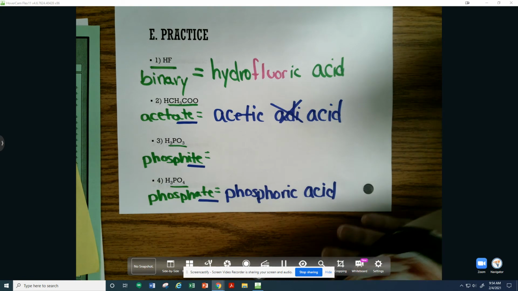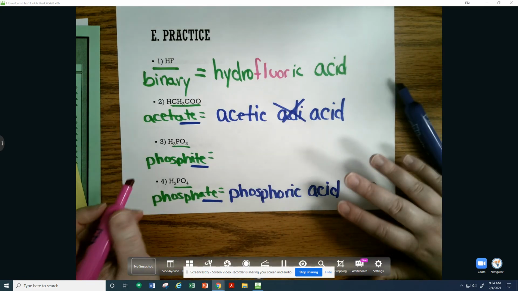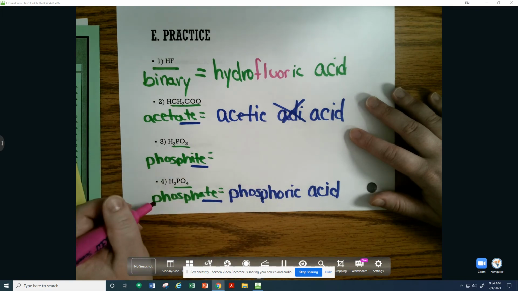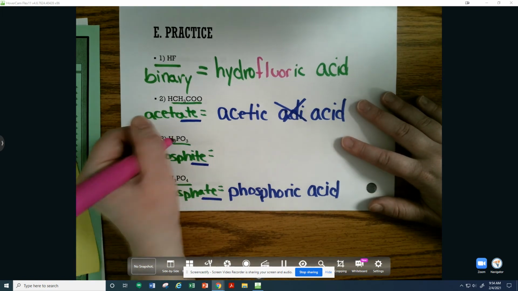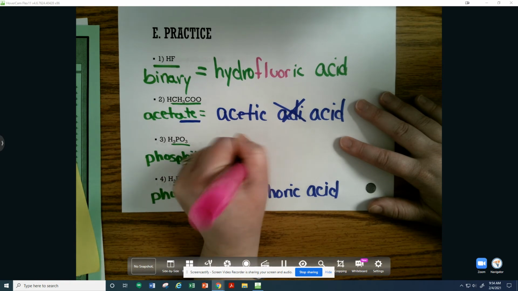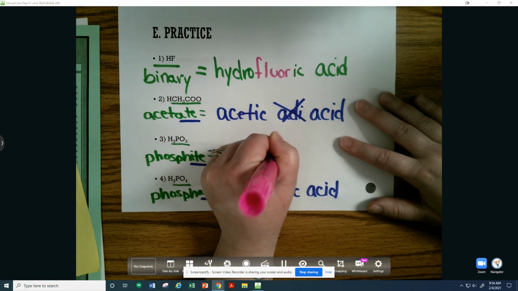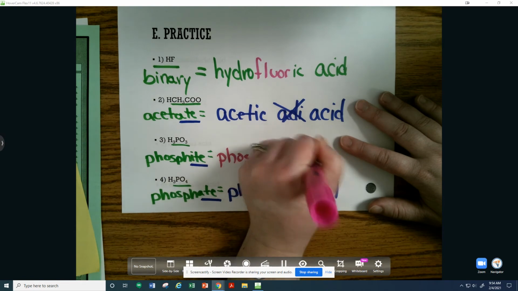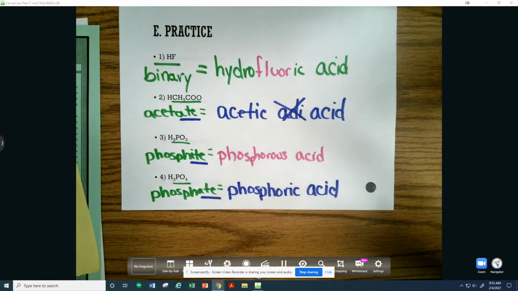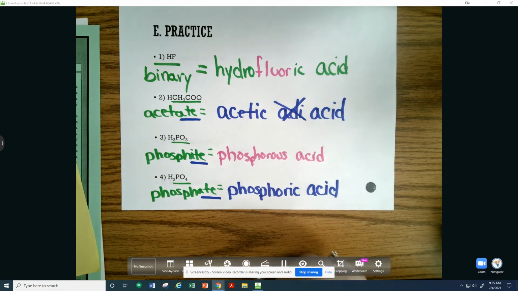Last one then is we have the ite ending, and ite changes to ous. So pretty much everything's the same as number 4 except our ending because we have a different number of oxygens. So this becomes phosphorous acid. And there we have changed all of them from a formula out to a name.